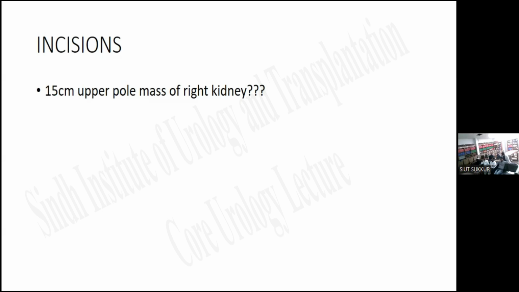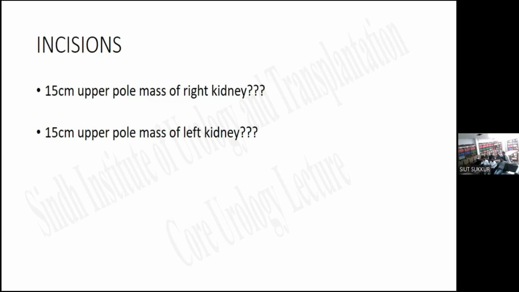Yes sir, but we are giving chevron. So if there is a similar mass on the left side, again, what kind of incision should be preferred? What is the difference between the right-sided surgery and the left-sided surgery? How will the incision change on both sides? And why? What kind of position? Why is position different on both sides?